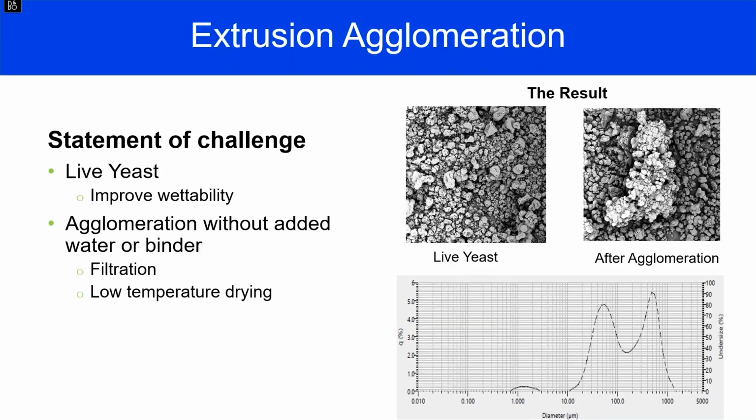But the one thing that we didn't do is add any binder. That's not what the customer wanted. So we took that noodle that was formed and put it through our low temperature drying process. And take a look at the distribution that we have down here after agglomeration. Basically, we have a peak at about 70 microns. This is the starting material for the live yeast.